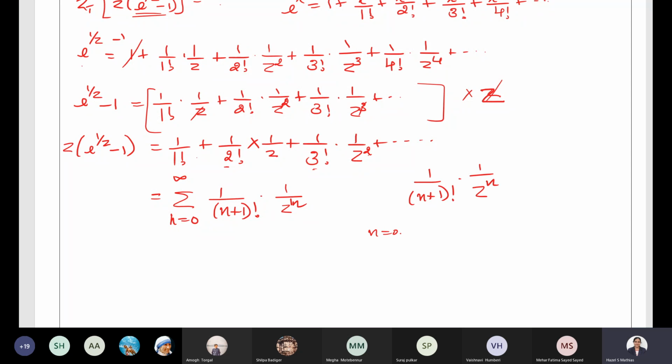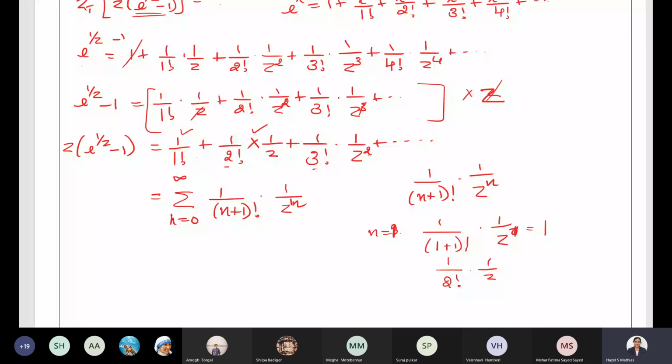Start with n equal to 0. 1 divided by 0 plus 1 factorial into 1 by z power 0. Z power 0 is 1, 1 factorial is 1. So you get 1 by 1 factorial, first one. Give n equal to 1. If you put n equal to 1, it is 1 by 1 plus 1 factorial into z power 1. 1 by 1 plus 1 factorial is 1 by 2 factorial into 1 by z, which is the second term.